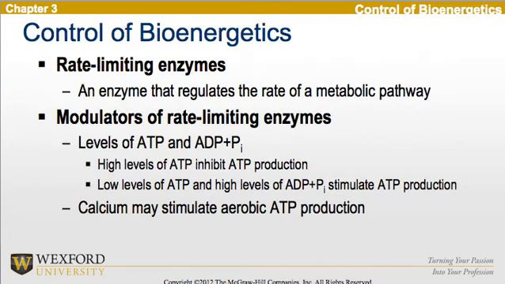Now, if we look at the control of bioenergetics, we have rate-limiting enzymes, which is an enzyme that regulates the rate of the metabolic pathway. The modulators of these rate-limiting enzymes are levels of ATP and ADP plus phosphate. When you have high levels of ATP, it actually inhibits ATP production. However, if there are lower levels of ATP and high levels of ADP plus phosphate, that will stimulate ATP production. Calcium may also stimulate aerobic ATP production.